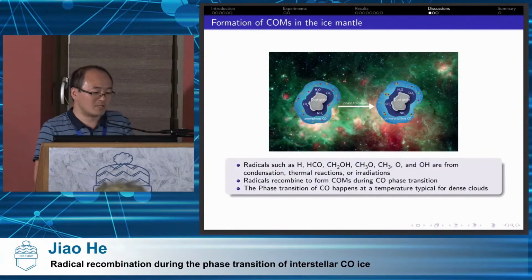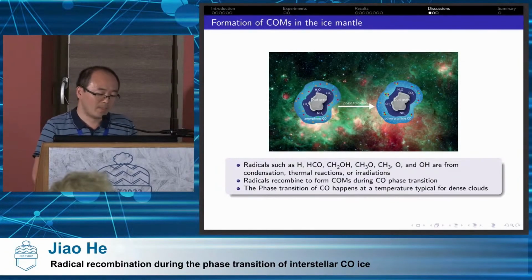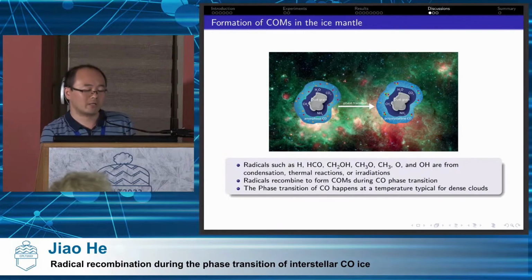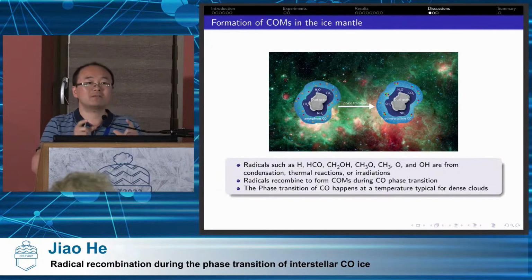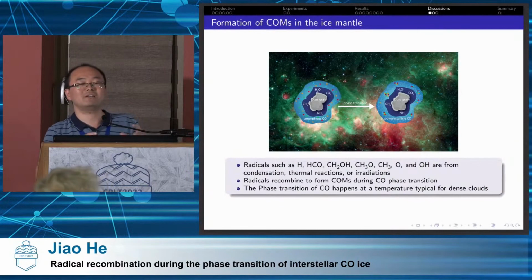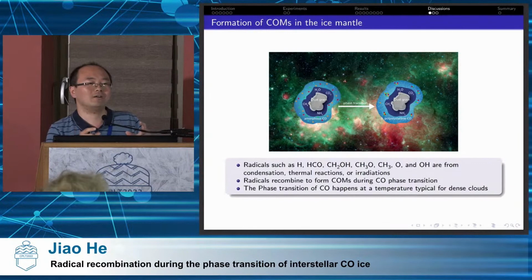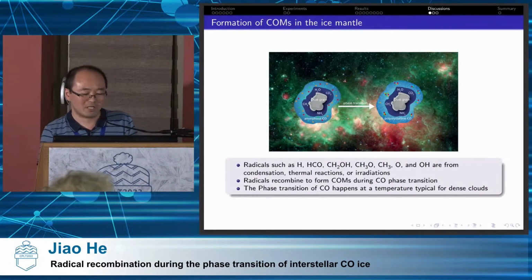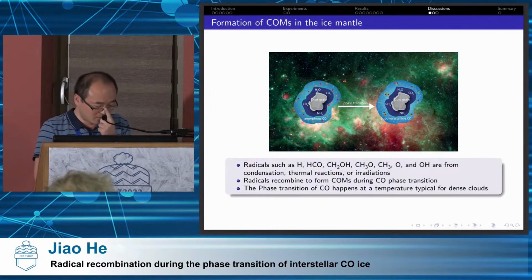So here I would like to propose the mechanism to form COMs in the ice mantle. We start from amorphous CO with some impurities, including some radicals. As the ice becomes thicker and thicker, it becomes easier and easier to make a phase transition. At a certain point, all of a sudden, it becomes crystalline, and then radicals should recombine to form complex species when the phase transition happens. This should be an important non-diffusive mechanism to form COMs.